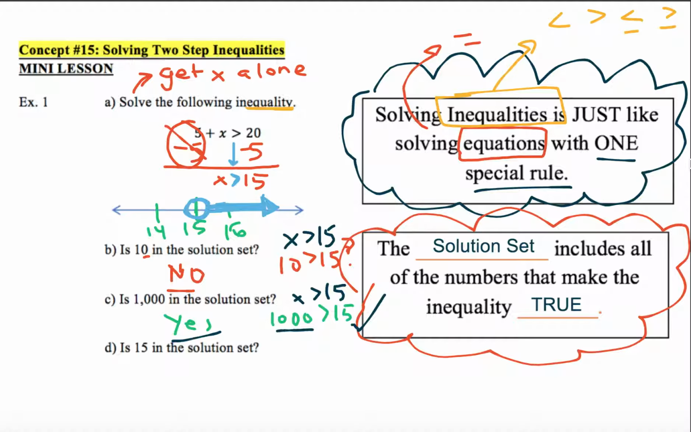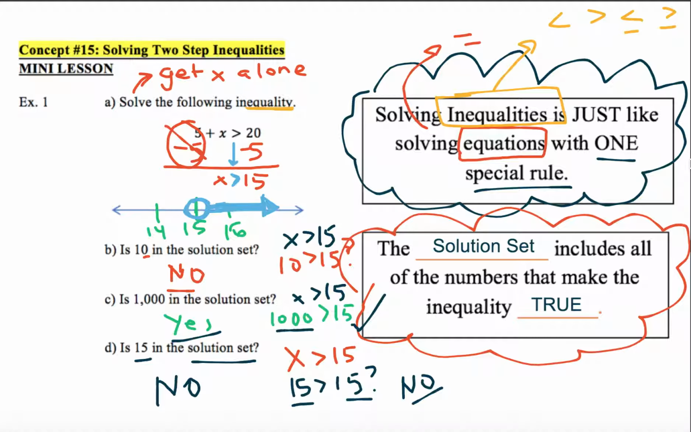Next we're asked, is 15 in the solution set? Remember, again, our inequality is x is greater than 15, so we're asking ourselves, is 15 greater than 15? And no, 15 is not greater than 15 because they are equal, so no, 15 is not in the solution set. Now, this one, where the numbers are the same on both sides of the inequality, is sometimes tricky. We have to be careful that we know what each inequality symbol means, and the Regents knows this and likes to ask that question, so please be careful.